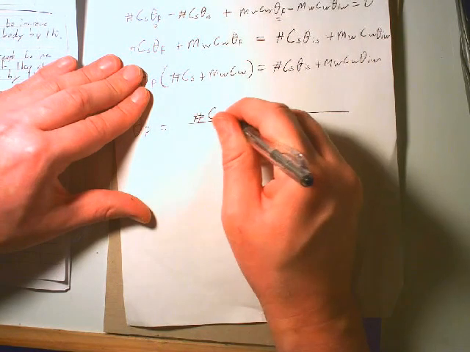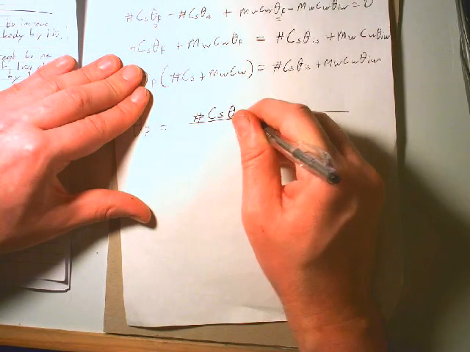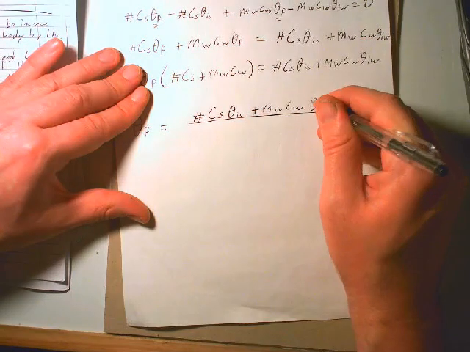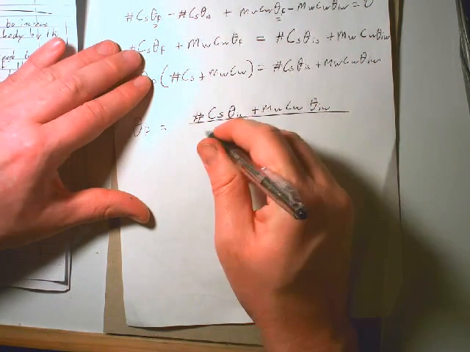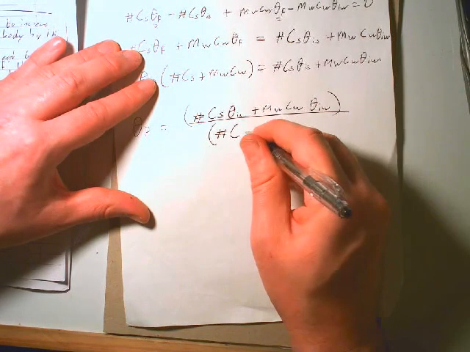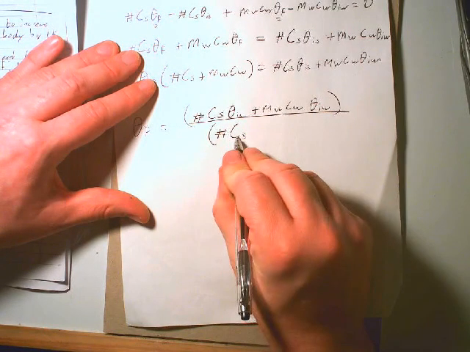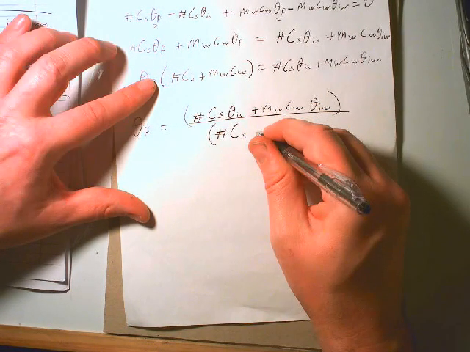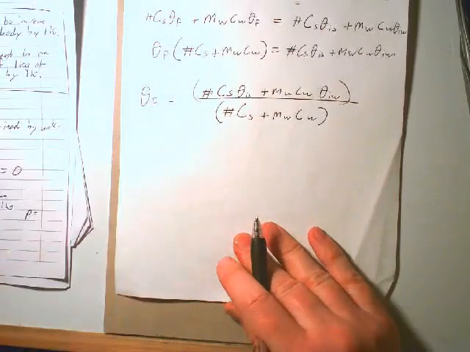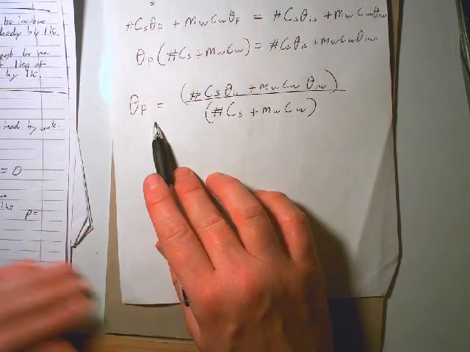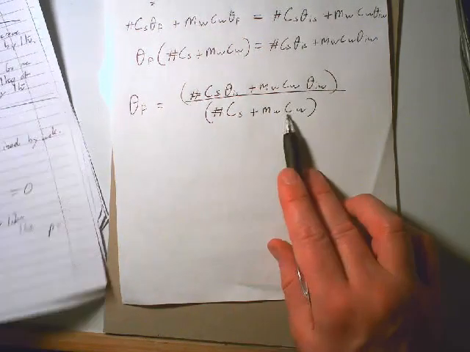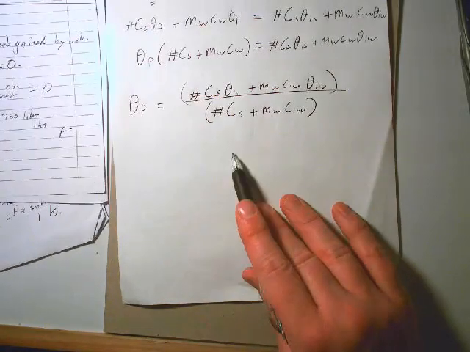So the final temperature that we're looking for is equal to this top bit: the number of stones times their heat capacity times their initial temperature, plus the mass of water times the heat capacity of water times the initial temperature of the water, all divided by, let's keep brackets around this to keep it easier, the number of stones times the heat capacity of stones, plus the mass of water times the heat capacity of water. Now, exhausting, but we have everything we need.